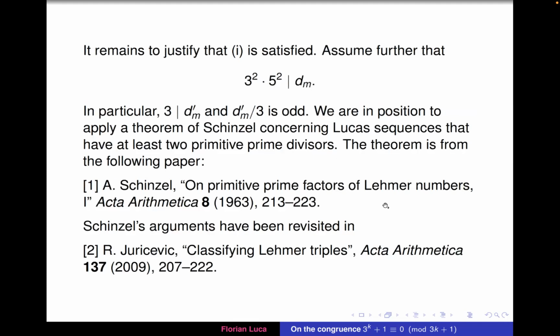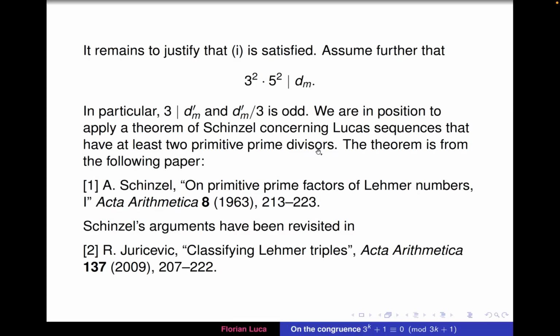Well, for this, I'm going to assume further that d sub m is a multiple of 3 squared times 5 squared, which I will show for k sub 1 works, and it will be propagated into k sub m by induction. In particular, 3 divides d sub m prime, and d sub m prime over 3 is odd. Remember, d sub m prime is a multiple of d sub m. And I'm in a position to apply a theorem of Schinzel.